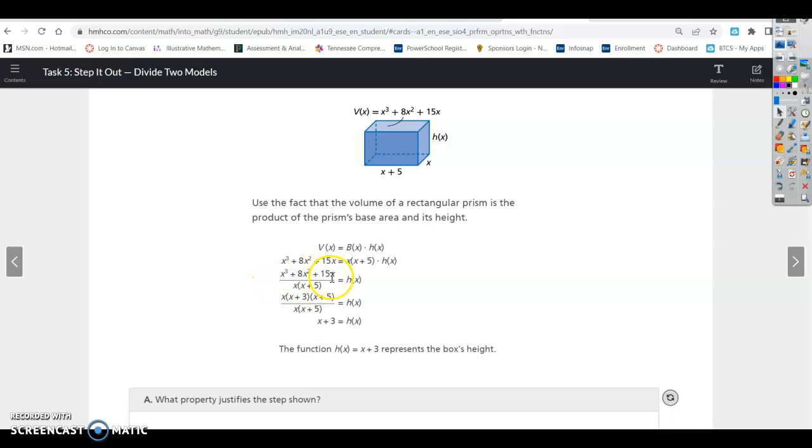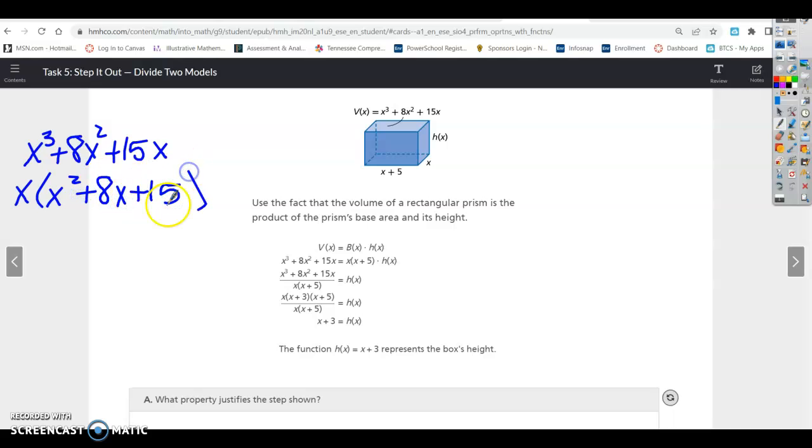So what we're going to do is first factor this top expression. If you remember factoring, first we have to look for our greatest common factor. So we've got x cubed plus 8x squared plus 15x. In this case, there's no number, but there is a variable of x. So I'm going to factor x out of each term, which means each exponent is reduced by 1. I'm going to bring x to the bottom. That's part of my answer.